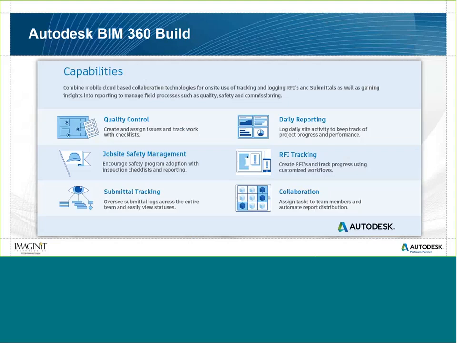And again, with BIM 360 Build, the capabilities currently are quality control, again, through checklists, job site safety management, submittal tracking, daily reporting, RFI tracking, and of course collaborating and assigning issues and things to other people on the team.